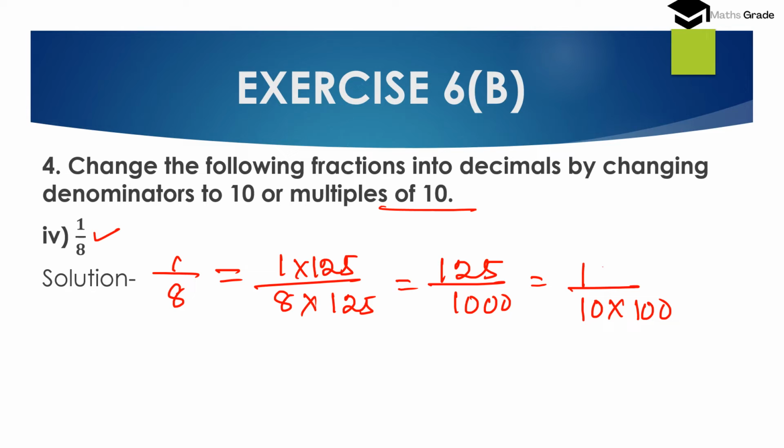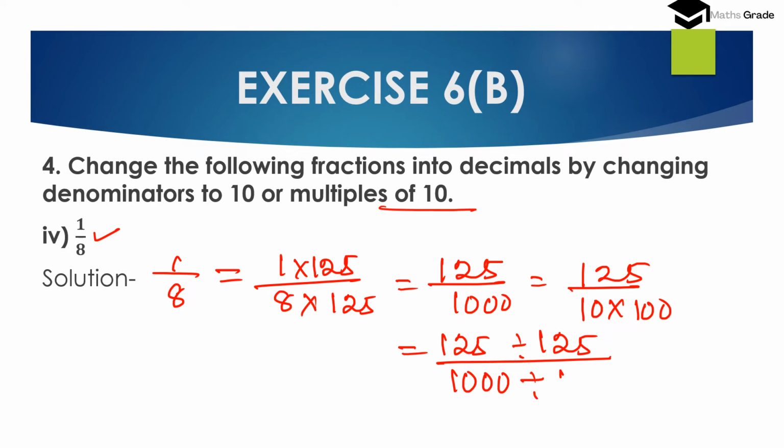Now 125 divided by 1000. 1000 is the multiple of 10. Now we have to find the highest common factor between 125 and 1000. Between 125 and 1000, 125 is the highest common factor. So divide the numerator 125 by 125 and the denominator 1000 by 125. Now 125 divided by 125 is 1, and 1000 divided by 125 is 8. Now 1 divided by 8.